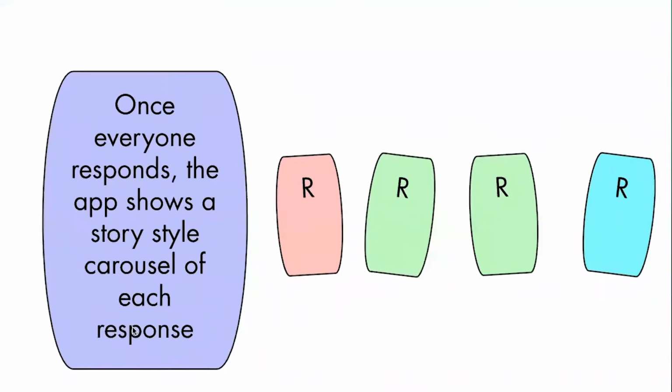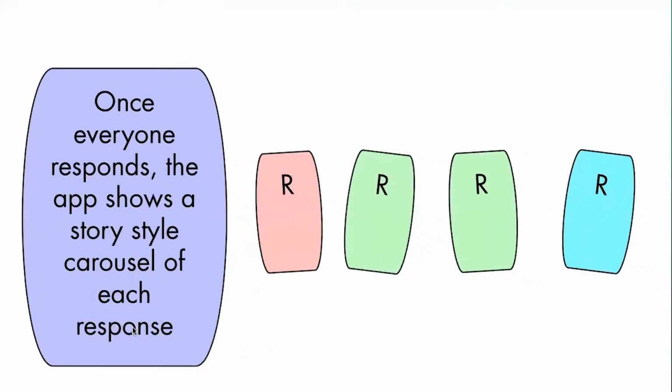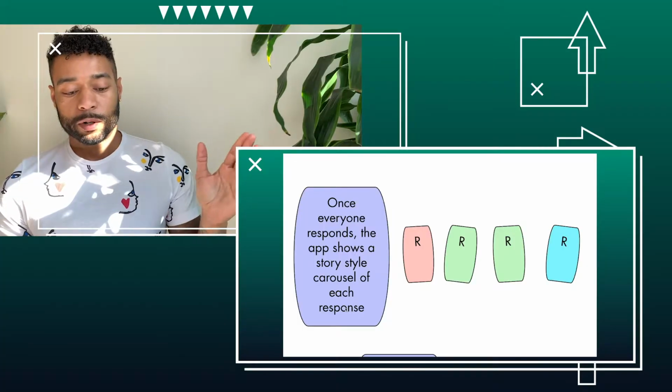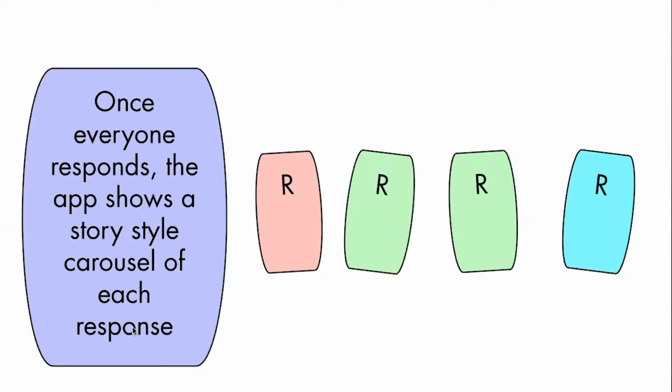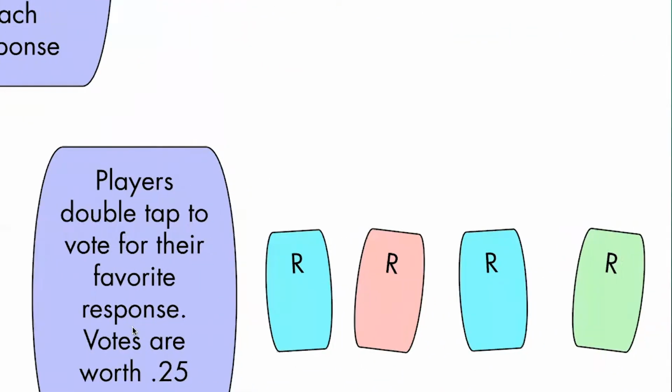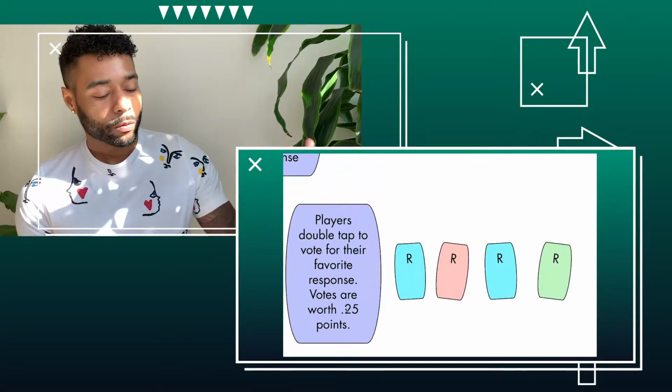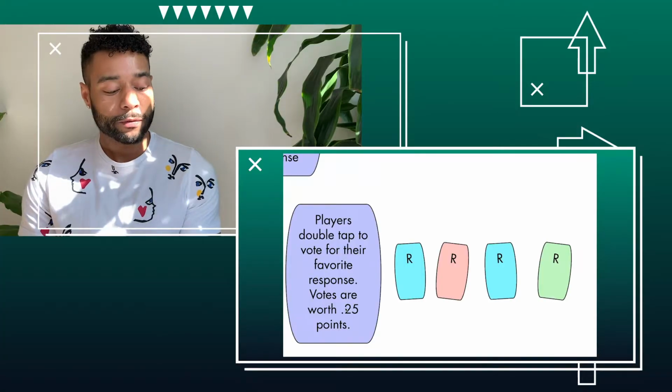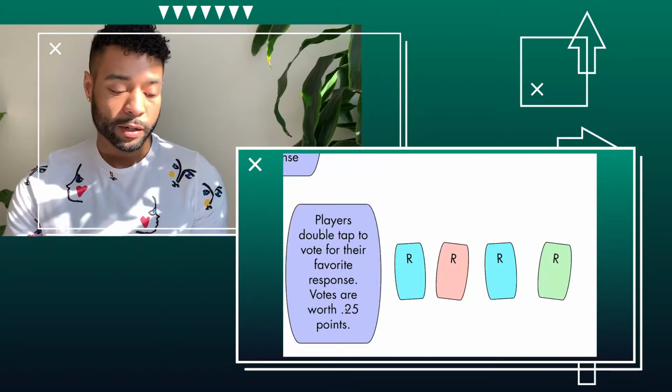Once everyone has responded, the app shows a carousel of each story response, right? So you get to see this carousel video of different responses that everyone had to the challenge, and people can vote on which one they think is the funniest, right? That's what we're describing here. Players can double tap or whatever that interaction is to vote for their favorite response. And then the votes are worth 0.25 points, let's say.